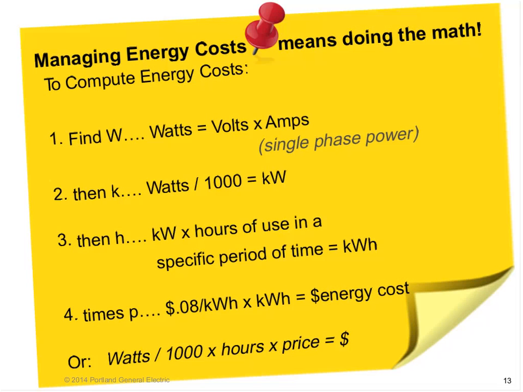This is a nice little guideline I like. Pin it on your board, print it and put it in your wallet. A lot of people say, I need to remember this. There's step 1, 2, 3, and 4. Some people like the procedural approach. Or there's the algebra approach at the bottom: watts divided by 1,000 times hours times the price. I like the step-by-step procedure. It's kind of universal. Find the W, then do the K, then the hour, then the price. And you can calculate the energy cost of any piece of equipment.